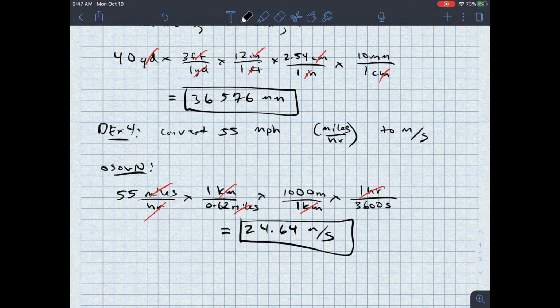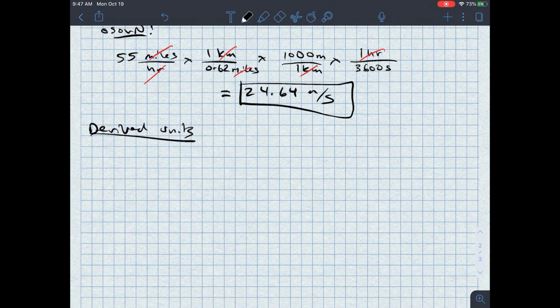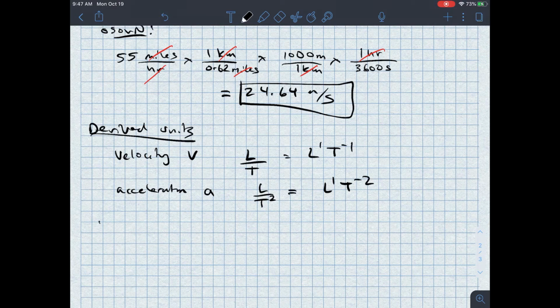Okay, so hopefully at this point you feel relatively comfortable with simple units, but let's talk a little bit about derived units. So, for example, I know velocity, v, is length over time, or I could write this as length to the first, time to the -1. I know that acceleration, a, is length over time squared, which is length to the first, time to the -2.